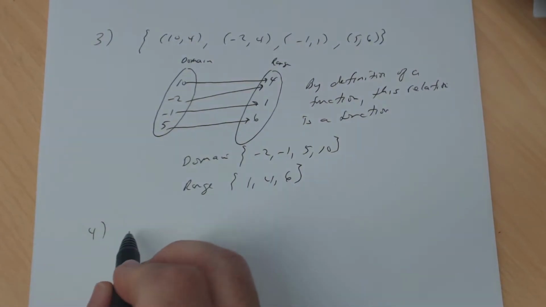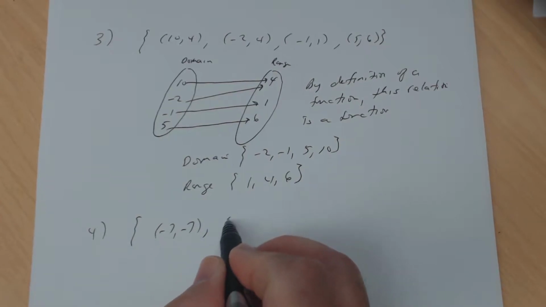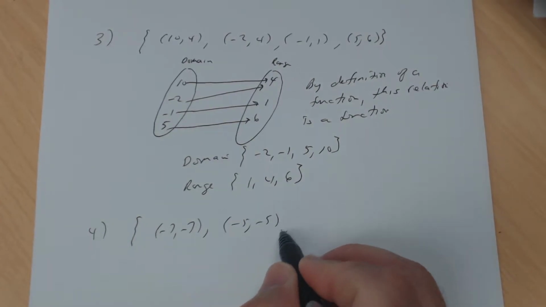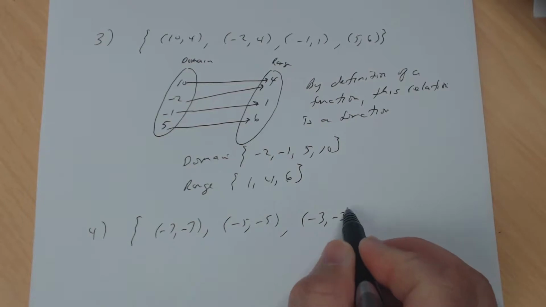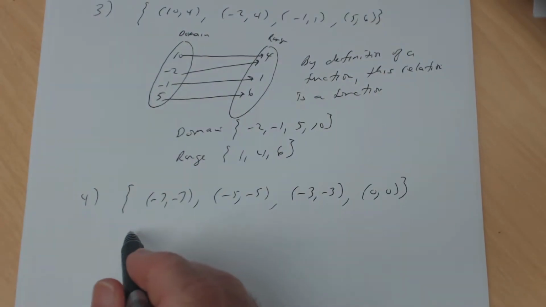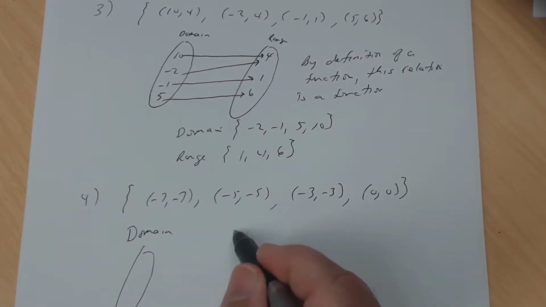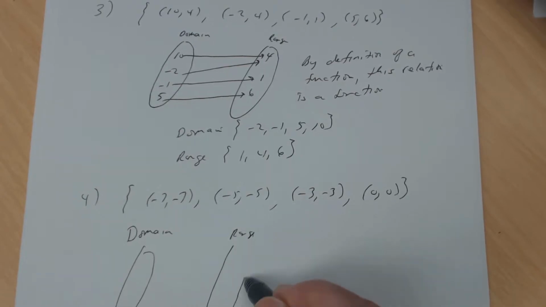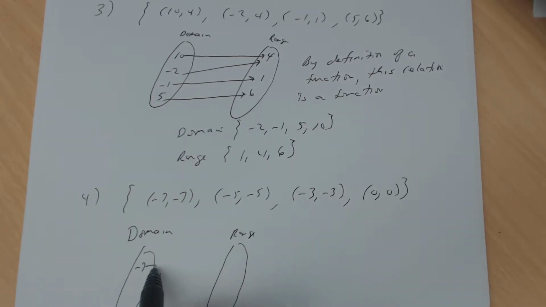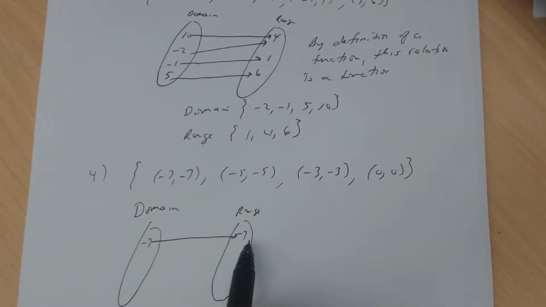All right, number 4. Suppose you had this relation: (-7, -7), (-5, -5), (-3, -3), (0, 0). Again, let's determine if this is a function. So let's look at the domain. Let's look at the range. When x is negative 7, it gets mapped to negative 7. So far for this x coordinate, there's only one y coordinate. So we're okay so far, but you've got to check all of them. There's only one arrow extending from it so far.